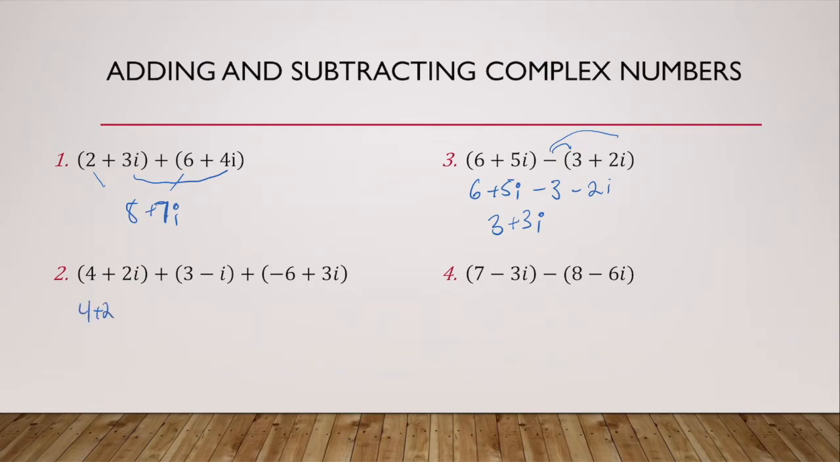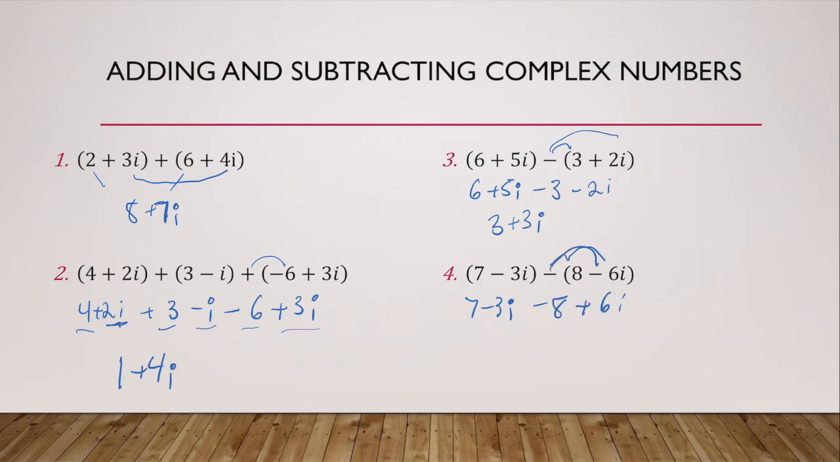For problem 4, I've got 4 plus 2i plus 3 minus i plus a negative 6, so minus 6 plus 3i. And we combine like terms. So I've got 4 plus 3, which is 7, minus 6, which is 1. 2i minus i is i, plus 3i is 4i. So I have 1 plus 4i. Last example, again, we've got to distribute the negative. 7 minus 3i minus 8 plus 6i, because 2 negatives make a positive. 7 minus 8 is a negative 1. Negative 3i plus 6i is a positive 3i.